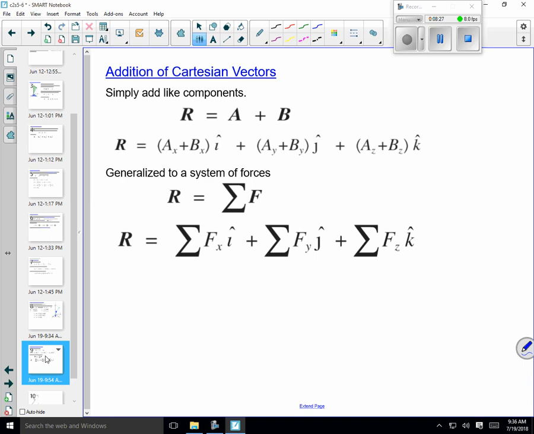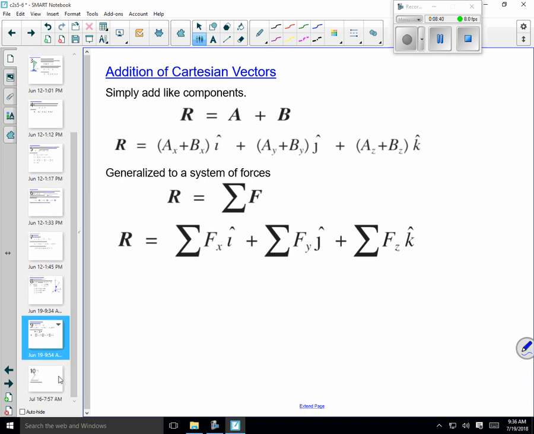So addition of Cartesian vectors, it's just like adding vectors in 2 dimensions. You add like components. I don't have a whole lot to say about that. A lot of this will make more sense as we go along. We'll work problems in class, and you'll understand how to better resolve a 3-dimensional vector from looking at a picture.